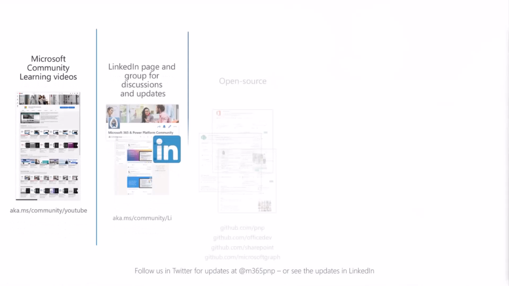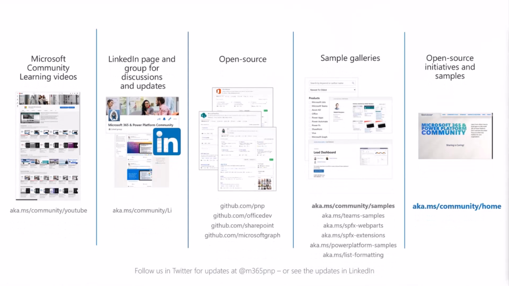Now, a quick recap on all of the different assets which we have available. We have the YouTube channel, we have stuff in LinkedIn, we have stuff in GitHub, we have sample galleries. Luckily, there's only one URL to remember from where you can find all of these different assets, which is the aka.ms/community home. That is the location where we have links to our blogs, links to our assets, links to the samples, links to the tooling, and all of that stuff as well, making it super easy for you to take advantage of these things.